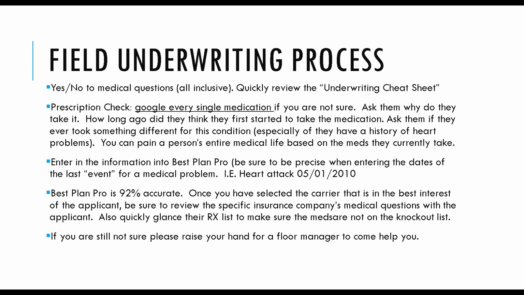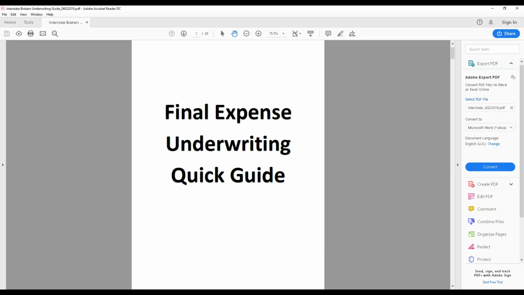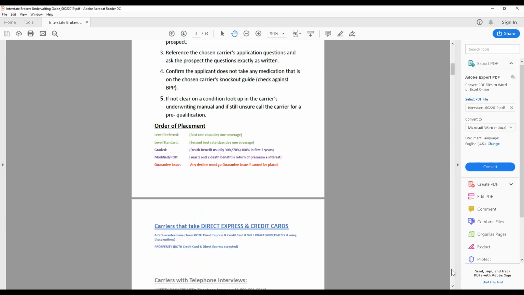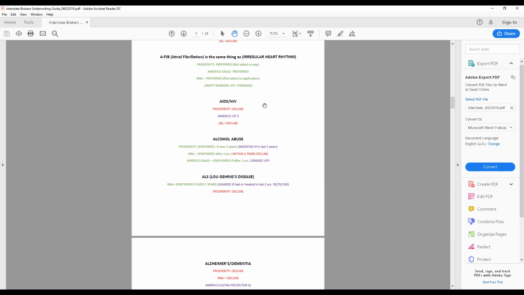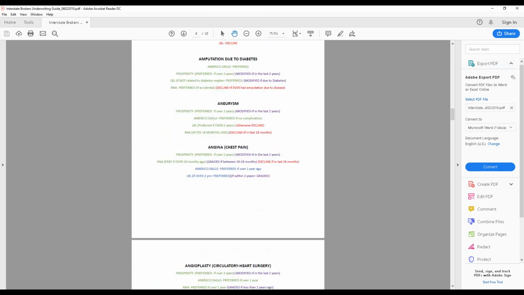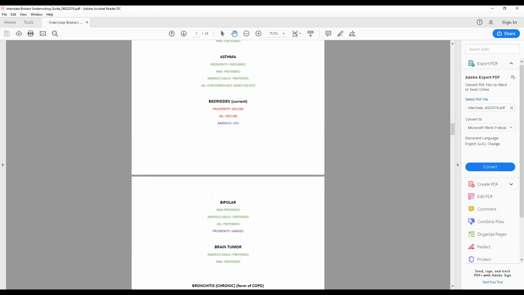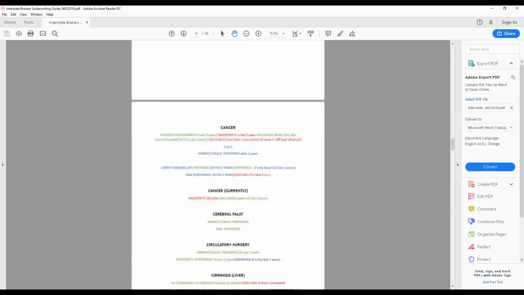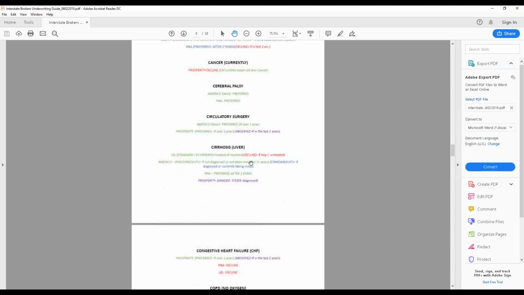So the field underwriting process, whether you're out there in the field or on the phone, the process is the same. First and foremost, it's a yes, no to the medical questions. So the first thing that we want you to do, as you're having a conversation with the client, is consult the final expense underwriting quick guide. We put together about 40 of the most common medical ailments that you'll get: aneurysm, angina, in alphabetical order, bipolar, heart bypass, cancer, cerebral palsy.